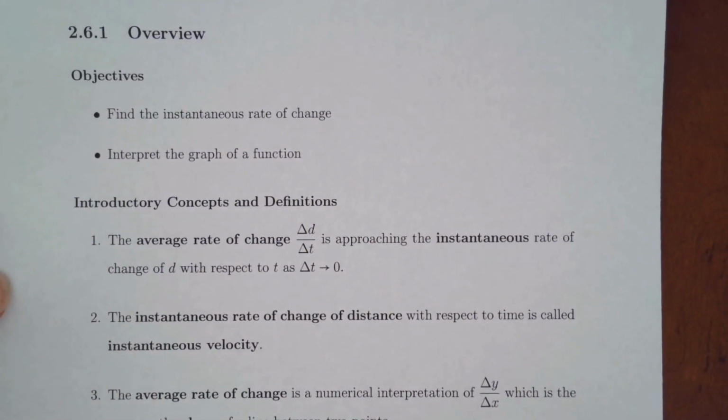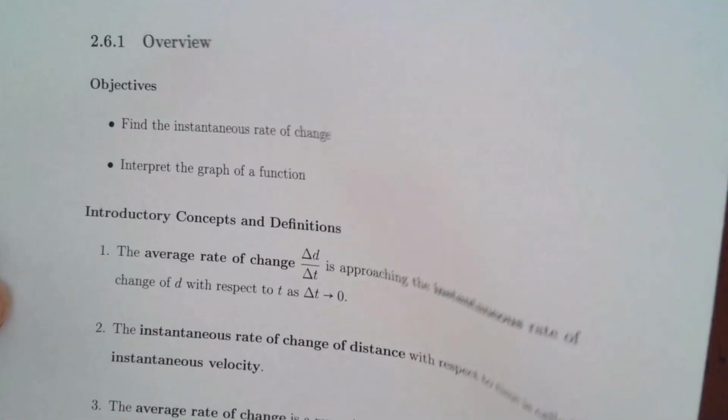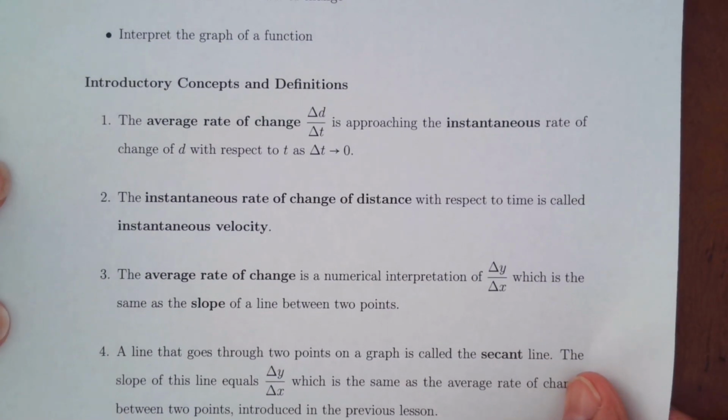All right, so let's look at some of the objectives and then some of your concepts and definitions. So today what we're going to look at is finding the instantaneous rate of change, and then we're going to interpret the graph of a function.